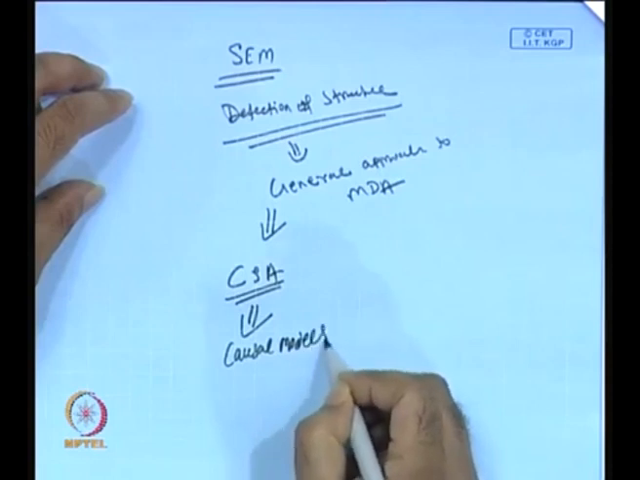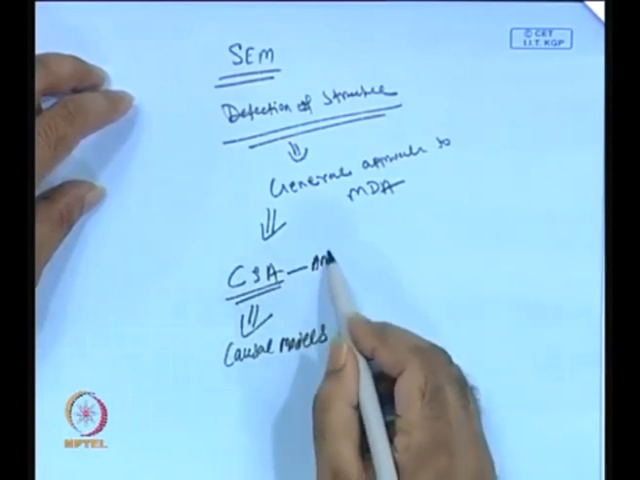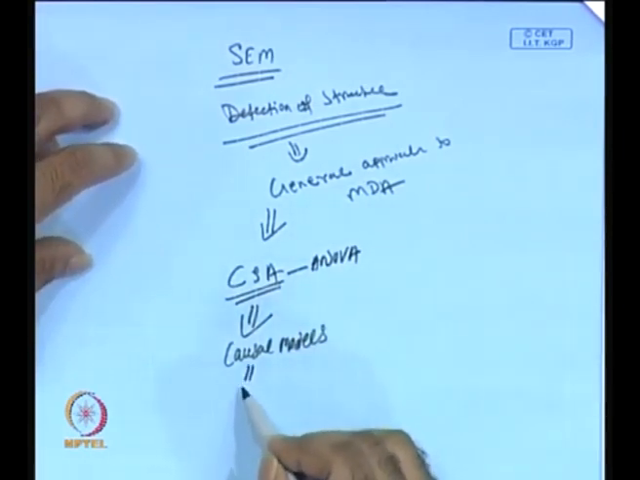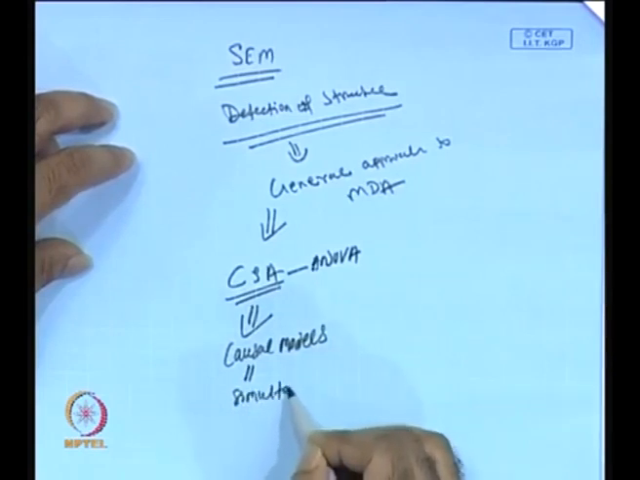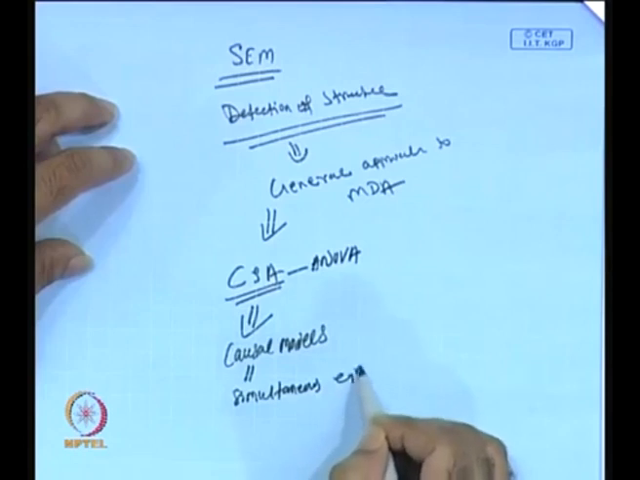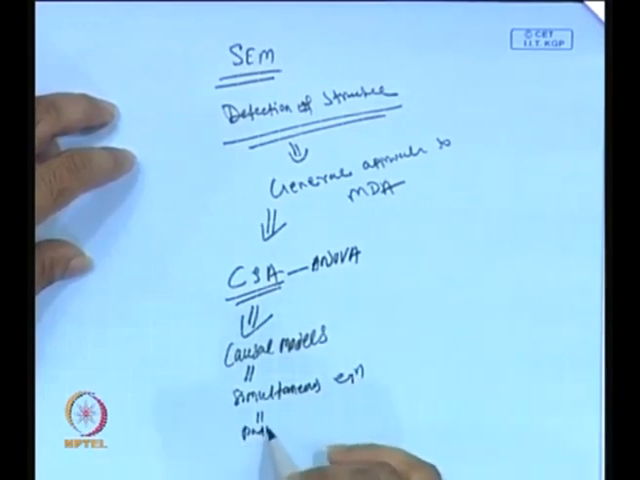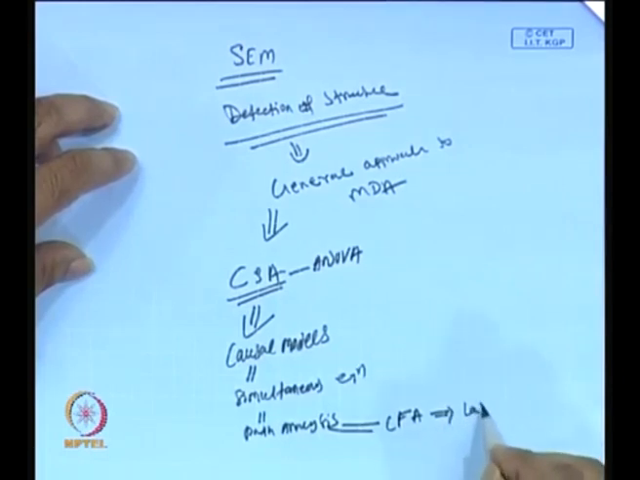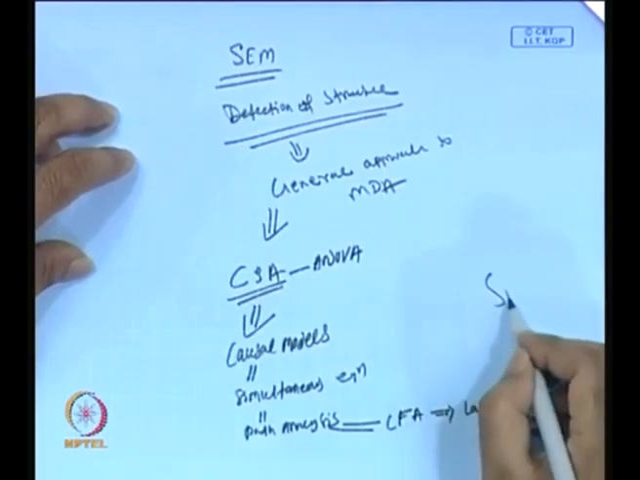Sometimes it is called a causal model, and this is otherwise called ANOVA, analysis of variance. Then there are simultaneous equations. Then there is the concept of path analysis, then integration to confirmatory factor analysis. Then latent variable modeling.